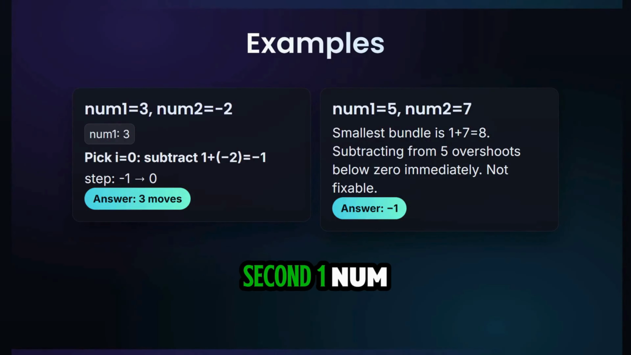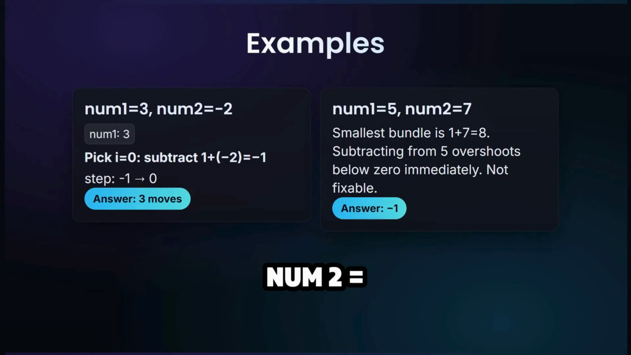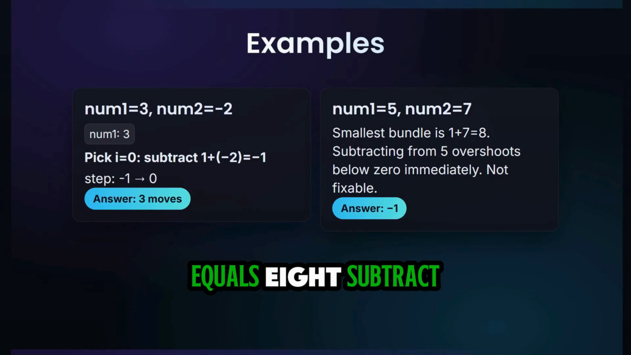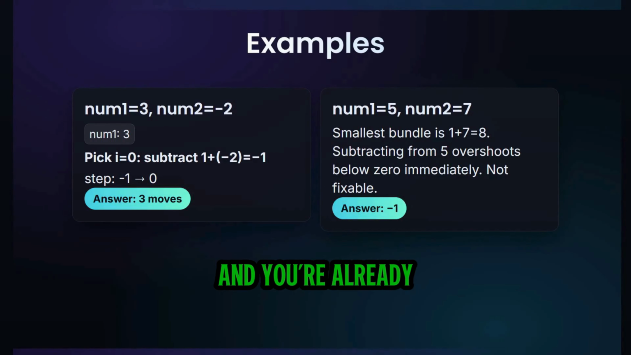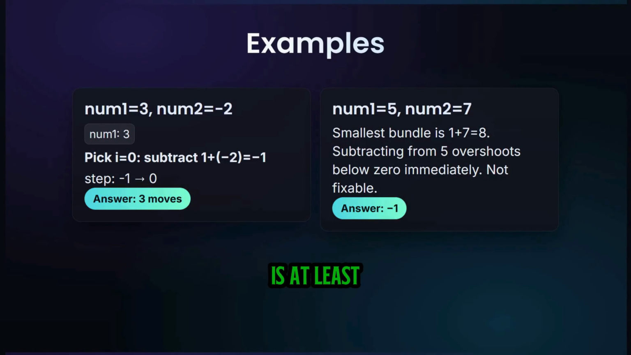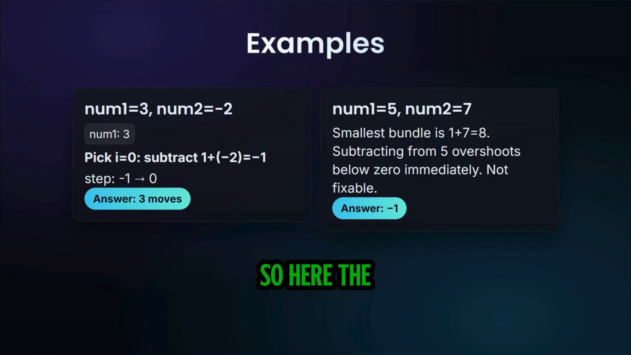Second one, num1 equals 5, num2 equals 7. The smallest bundle is with i equals 0. 1 plus 7 equals 8. Subtract 8 from 5 and you're already below 0. And there isn't a way back because every bundle is at least 8. So here the answer is -1.